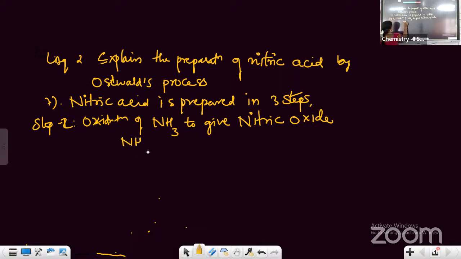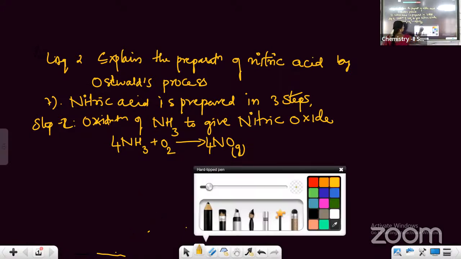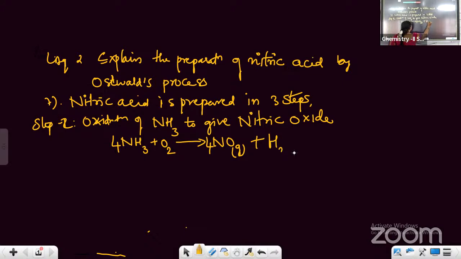So ammonia NH3 is reacting with oxygen to give nitric oxide, which is in the gaseous state. Okay, so what is nitric oxide? NO is nitric oxide. Now balance this reaction. For example, if you take 4 moles of ammonia, so 4 nitrogens. Oxygens, how many? 4 plus 2, 6. So water is there, H2O you will get.